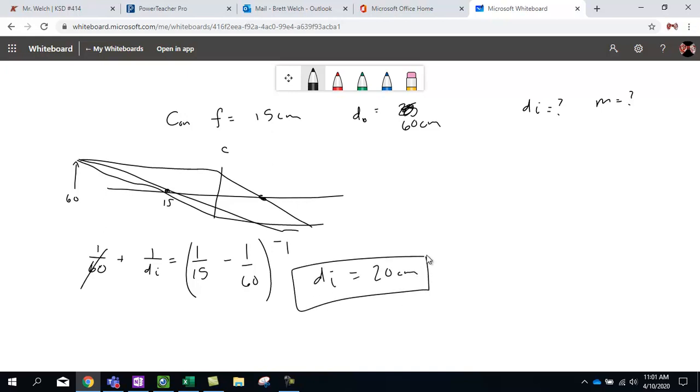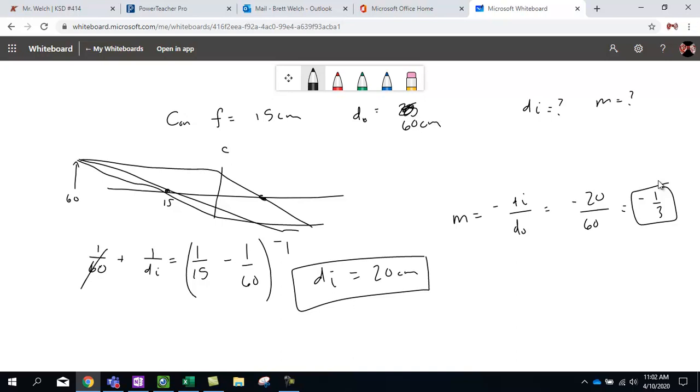So that's the first step. We know it's inverted, but we can show that through the magnification, which is negative DI over DO. Well, negative DI being 20, divided by DO being 60, tells me that this is going to be upside down. That's what the negative tells me. And 20 divided by 60 is 1/3. So it's going to be 1/3 the size. This is going to be smaller than it was before, and it's upside down.